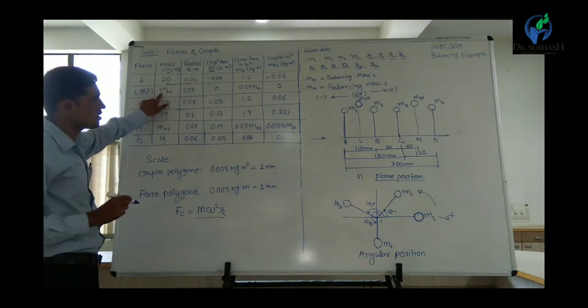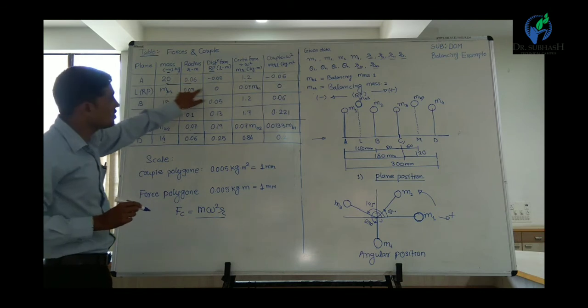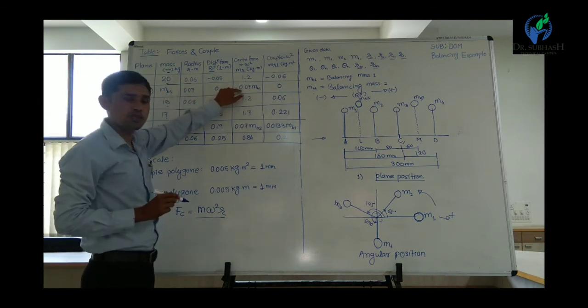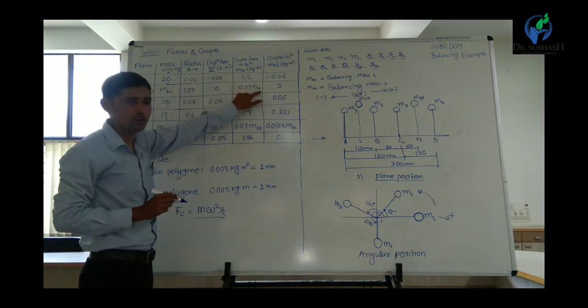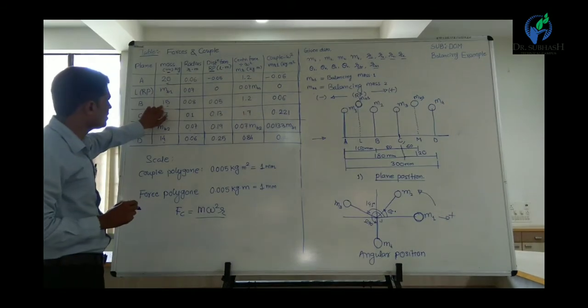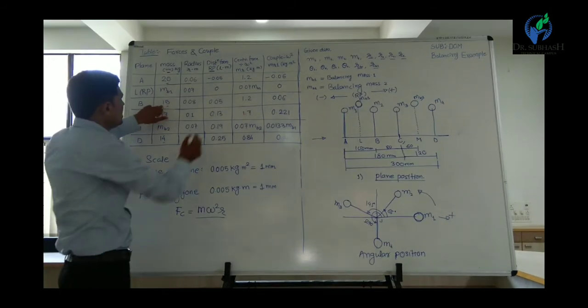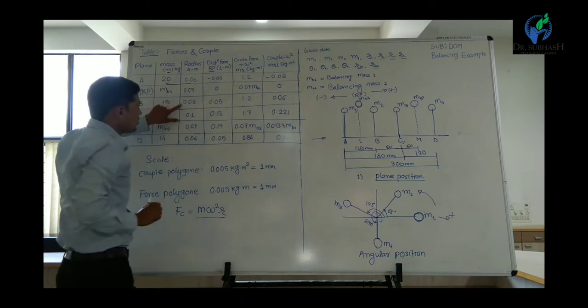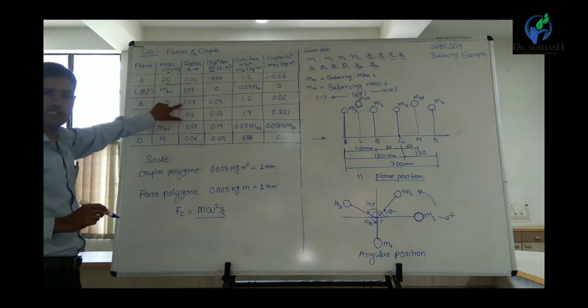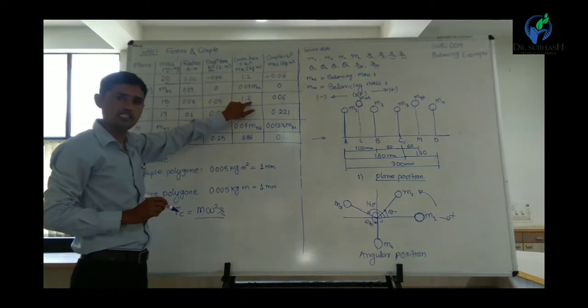Similarly, it is MB1 and the radius is 0.07 meter, so here the centrifugal force becomes 0.07 MB1. Similarly, the mass is 15 kg and the radius is 0.08, so 15 into 0.08 becomes 1.2 kg meter.